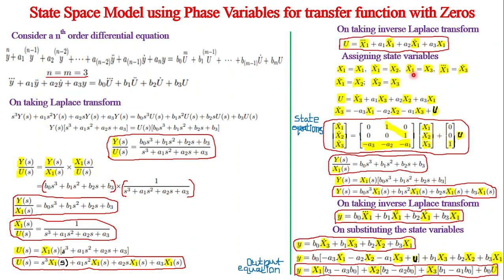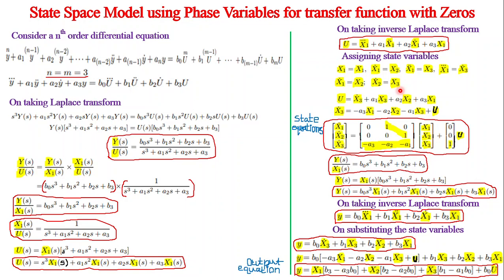Because we are writing the input in terms of x1, there is no output involved in this. Therefore, x1 dot is x2. What is x2 dot? That means we have to differentiate x1 double dot. What is x1 double dot? It is x3. That's all.